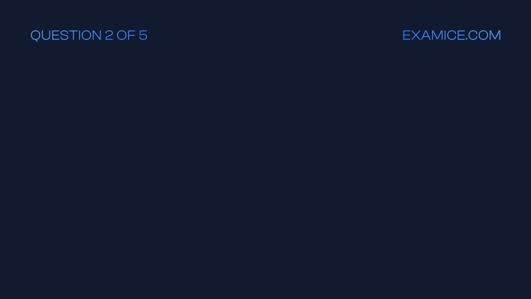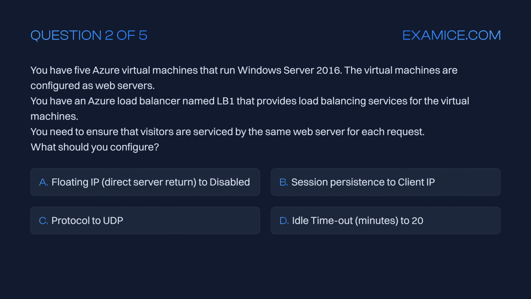Question 2. You have 5 Azure virtual machines that run Windows Server 2016. The virtual machines are configured as web servers. You have an Azure load balancer named LB1 that provides load balancing services for the virtual machines. You need to ensure that visitors are serviced by the same web server for each request. What should you configure?